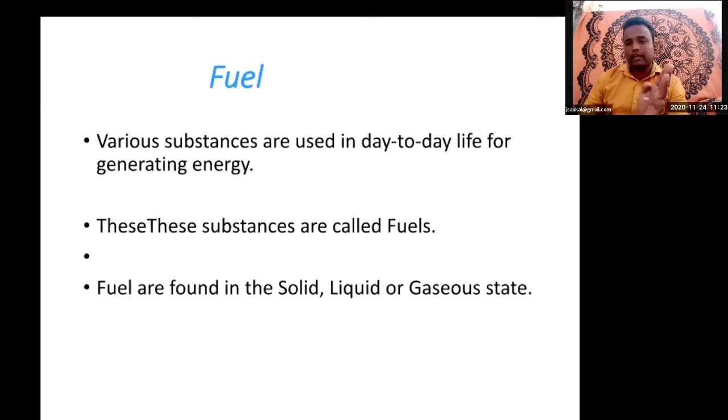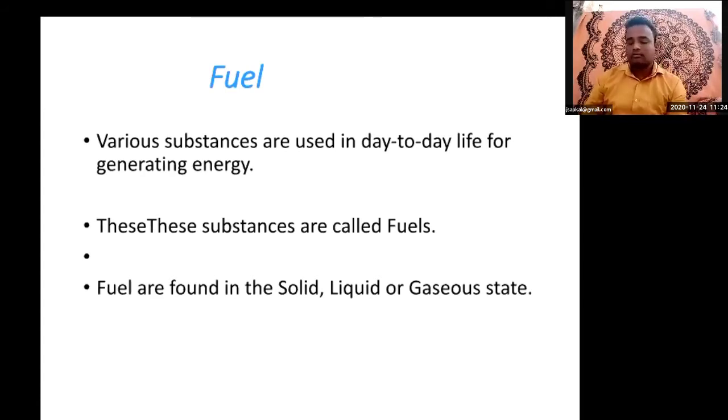So coal is in solid form. Kerosene and petrol, these are in liquid form. What can we say for the gaseous state? Yes, LPG or CNG gas, that is in the gaseous state. So we can find a fuel in all three states.